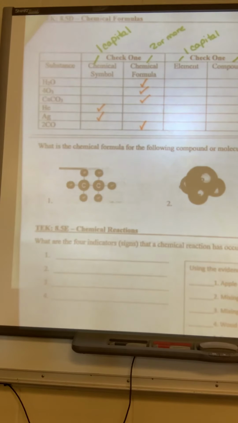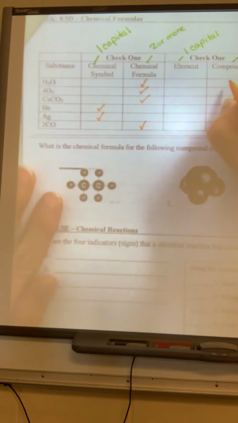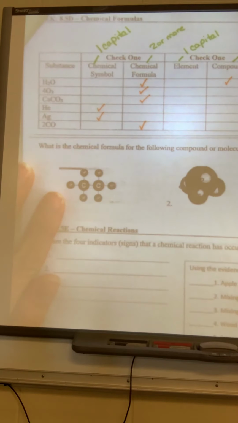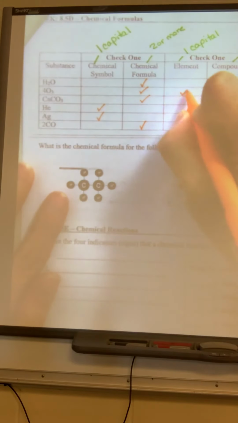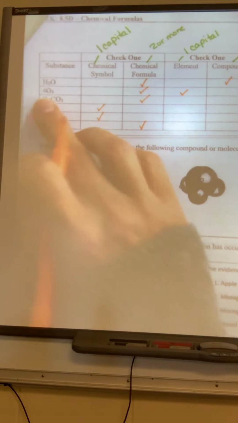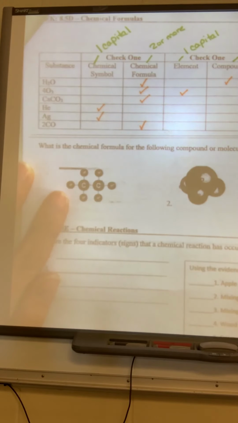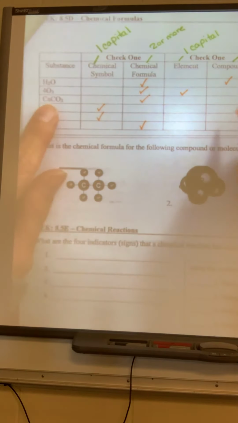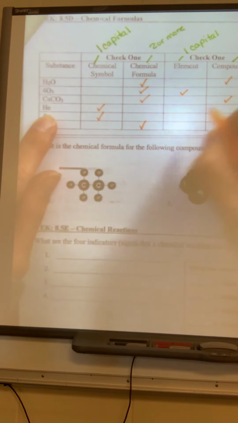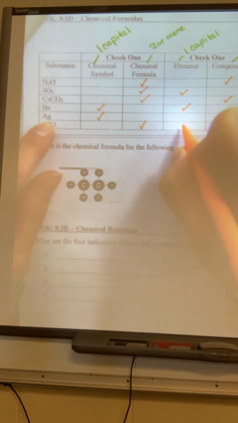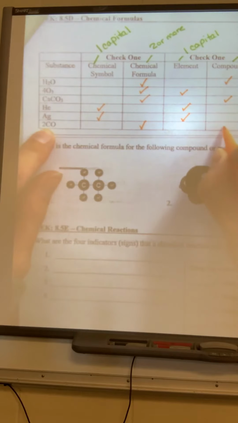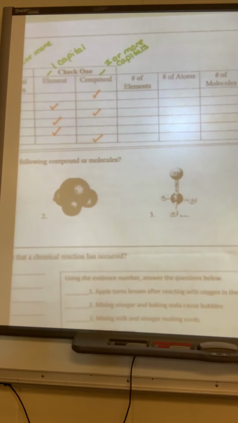All right, now we got to check, is it an element or a compound? H2O, what is that? How do you know that? Two capitals. Okay, next one, element or compound? Elements. Because there's how many capitals? One. Next one? Compound. Next one? And the last one? Compound.